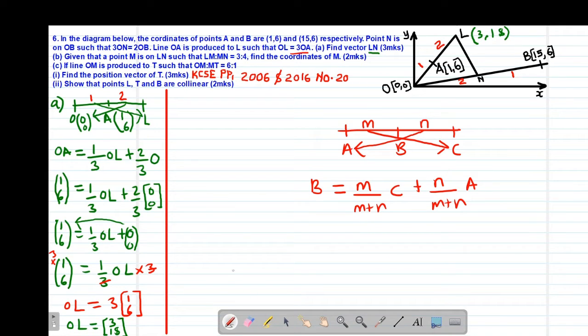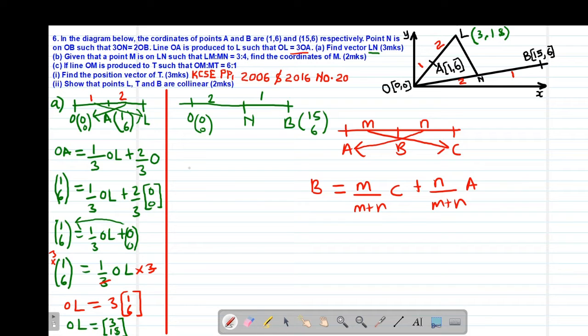Then I also apply the ratio theorem to find the coordinates for point N. So I'm going to use the line ONB. So this line here. This is the O, which has the coordinates of 0, 0, of course. Then here we have N, whose coordinates are not known. Then we have B, which has coordinates of 15, 6. So this is 15, 6. The ratio we have already determined, which was 2, 1.